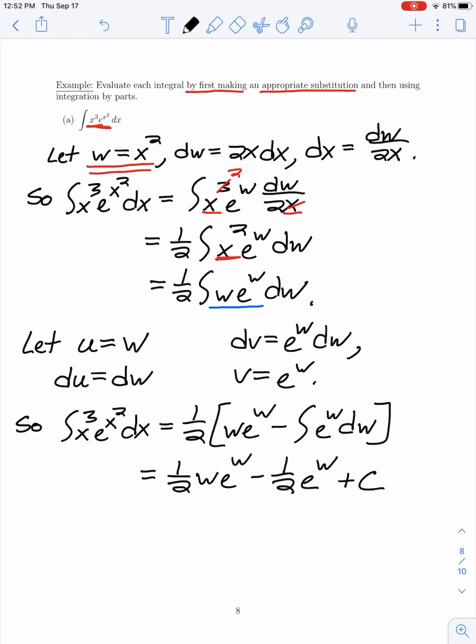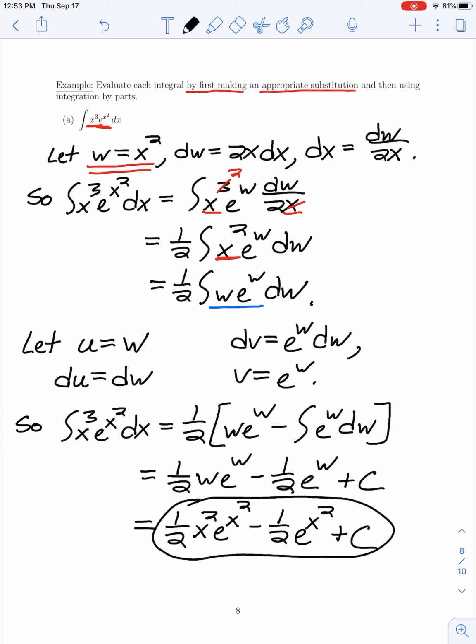Now in our last step, I want my final answer in terms of the variable x instead of w. So let's take w, which was x squared, and substitute back into our answer. So we will have 1/2 x squared times e to the x squared minus 1/2 e to the x squared plus c.